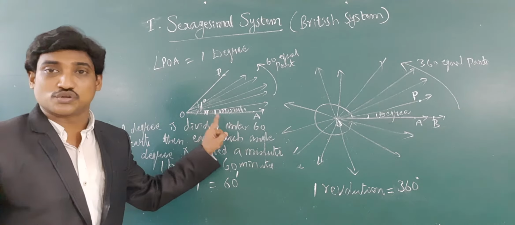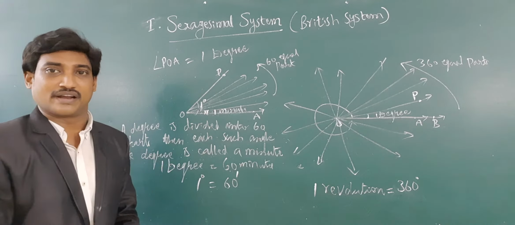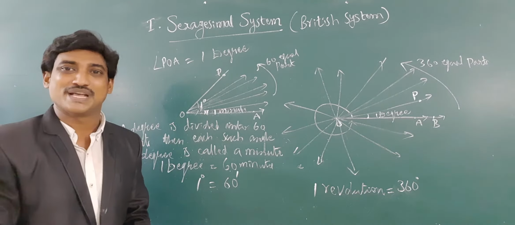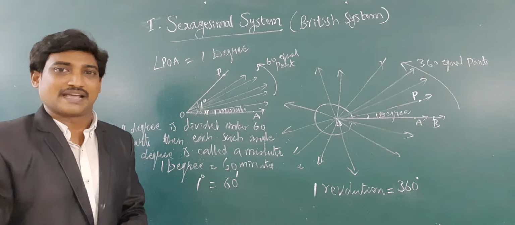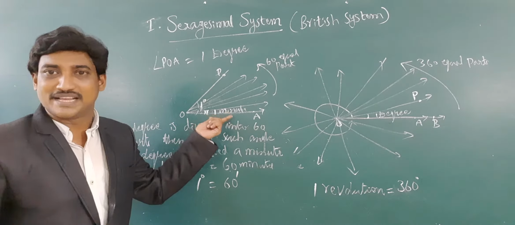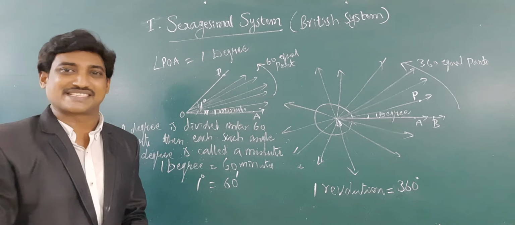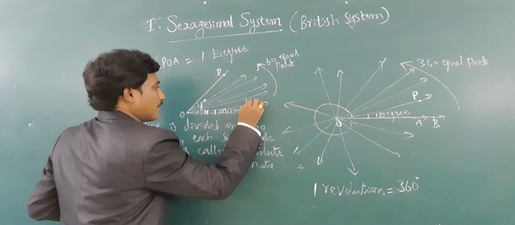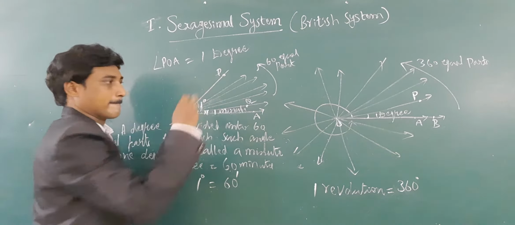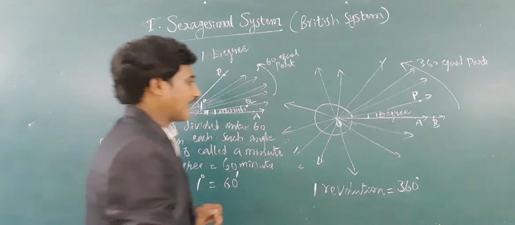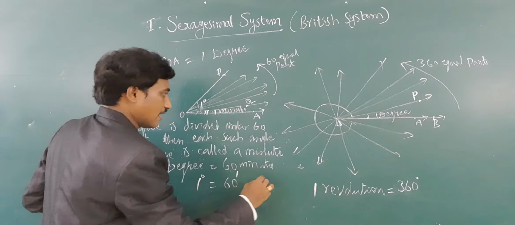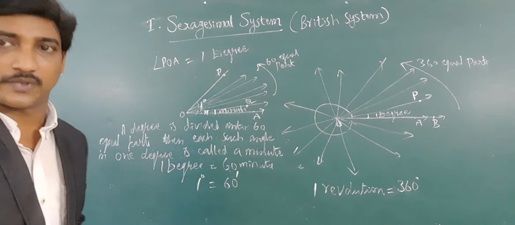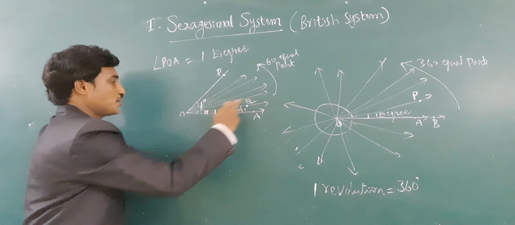Further, a minute also can be divided into 60 equal parts. Each part, that means each angle in that minute, is called a second. Here, naming this angle as QOA, angle QOA is divided into 60 equal parts. I am representing this QOA here.